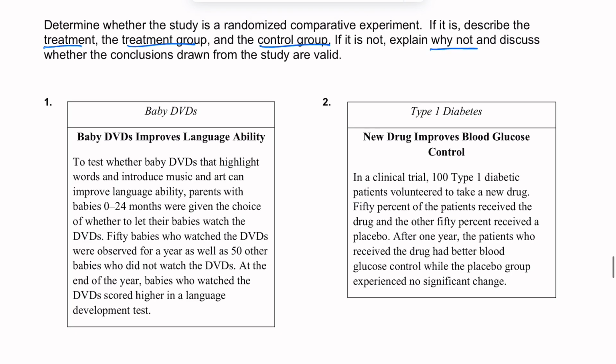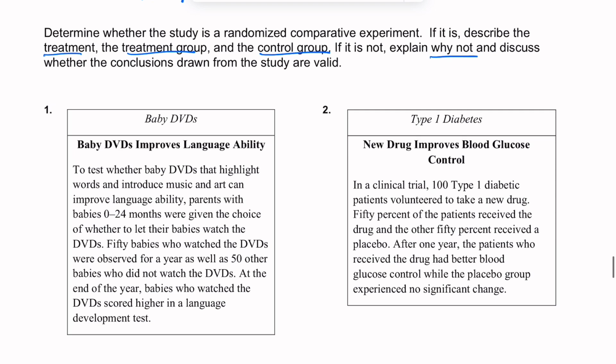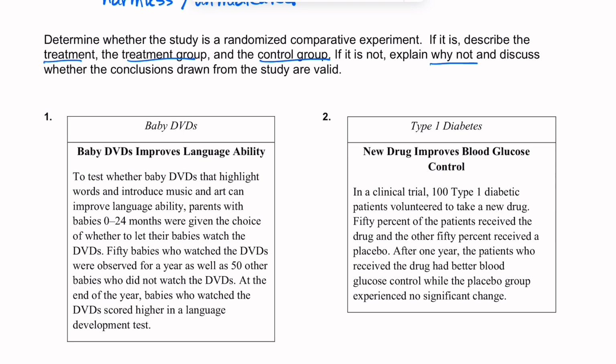Okay, so here we have baby DVDs improves language ability. To test whether baby DVDs that highlight words and introduce music and art can improve language ability, parents with babies 0 to 24 months were given the choice of whether to let their babies watch the DVDs. 50 babies who watched the DVDs were observed for a year, as well as 50 other babies who did not watch the DVDs. At the end of the year, babies who watched the DVDs scored higher in a language development test. So, is this a randomized comparative experiment?